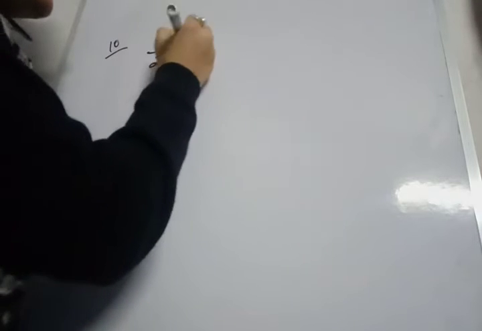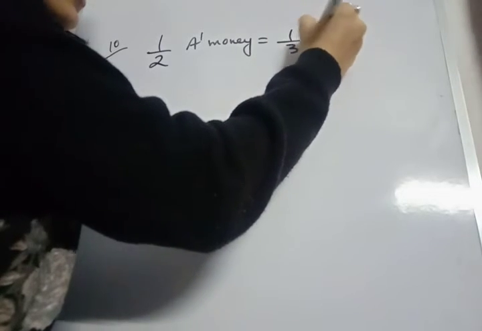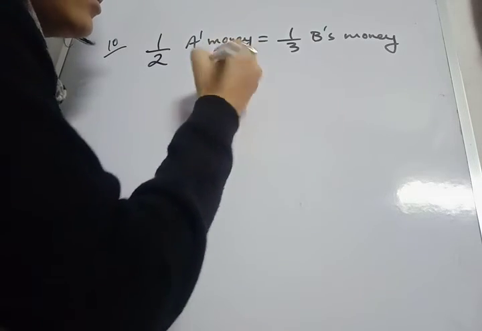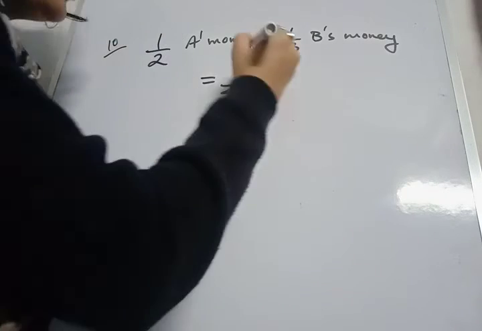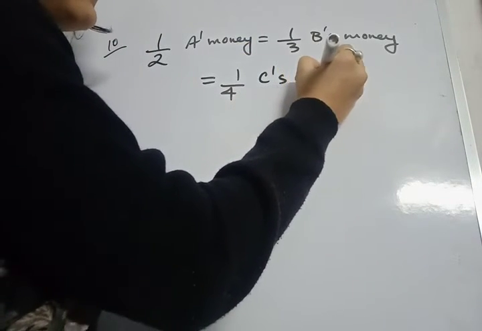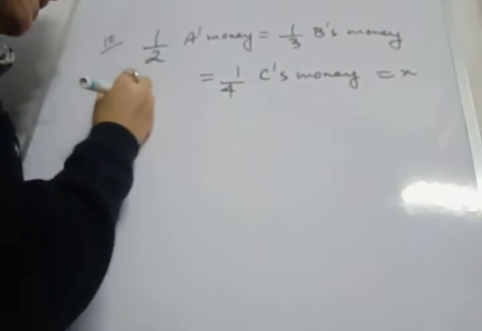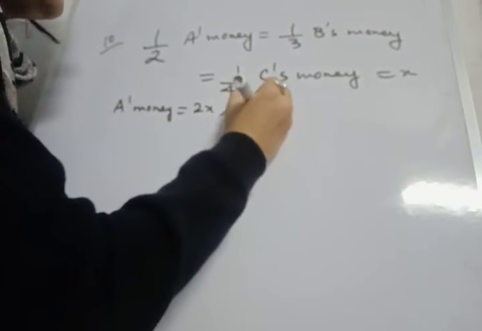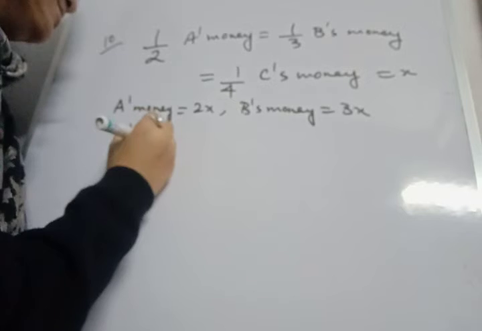So we can write like this. Half A's money equals 1 by 3 B's money equals 1 by 4 of C's money equals x. Right. So A's money how much? A's money 2x. B's money is 3x. And C's money is 4x.